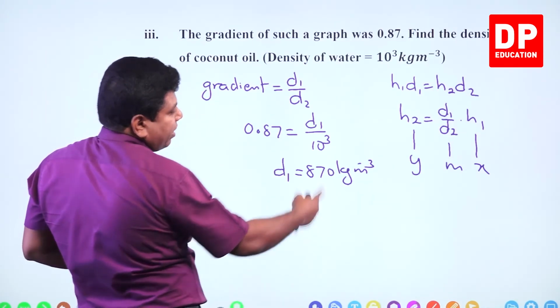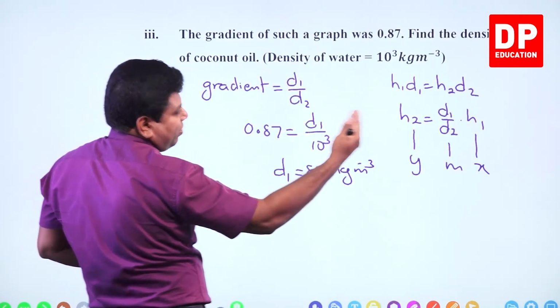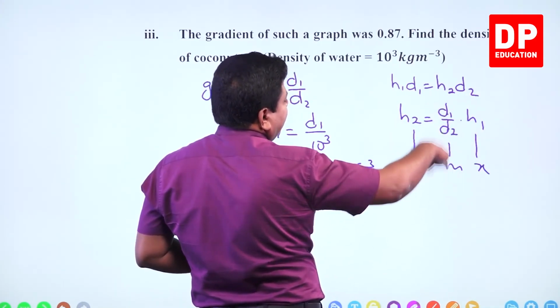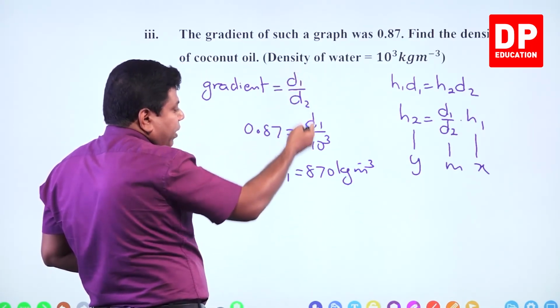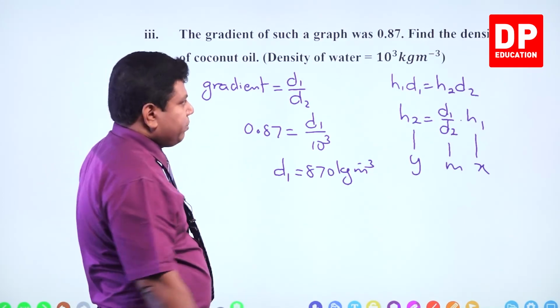So if you have got an answer above 1000, possibly because they never asked you to write the gradient earlier, if somebody has taken H1, H2 the other way around, you would have ended up with the gradient D2 over D1, which is wrong. But still, okay, you didn't realize it, you went all the way. When you get the answer, you must understand, yep, I made a mistake.